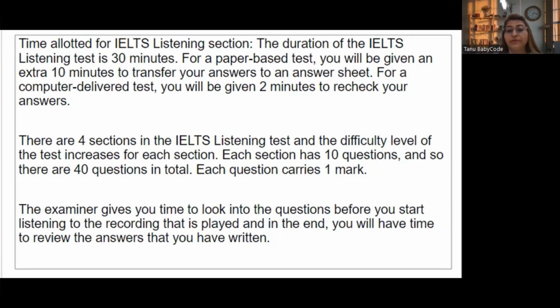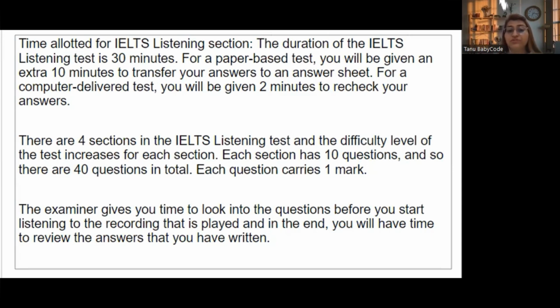For the paper-based test, you have an extra 10 minutes so that you can transfer your answers to the answer sheet. Whereas for the computer-delivered test, you have only 2 minutes to recheck your answers. Within those 2 minutes, you can only review your answers, you can't transfer them. So simultaneously in that 30 minutes, you have to write your answers.